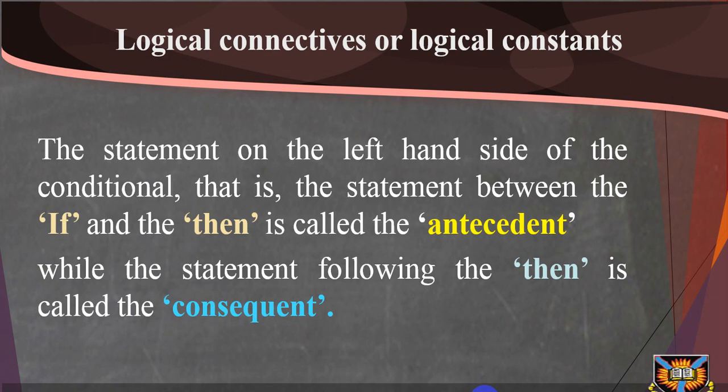P column: true, true, false, false. The horseshoe column, that is the C written in the opposite direction: true, false, true, true. J column: true, false, true, false. The above table reveals that a conditional statement is only false when the antecedent is true and the consequent is false.